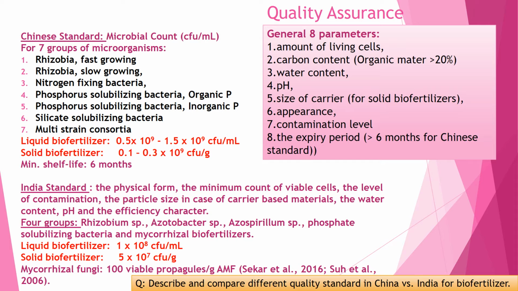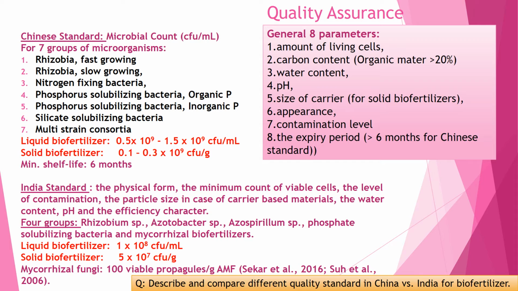Okay, so for liquid biofertilizer, ideally you must have at least 0.5 to 1.5 times 10 to the power of 9 colony count. For solid, you can have a lower count, 0.1 to 0.3 times 10 to the power of 9. Okay, and minimum shelf life depends on the country, but typically it is around 6 months. Of course, different countries will have different standards. If we look at the Indian standard, they will take into consideration the physical form.